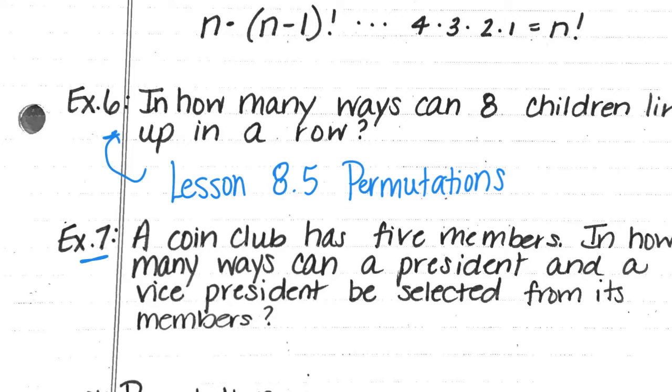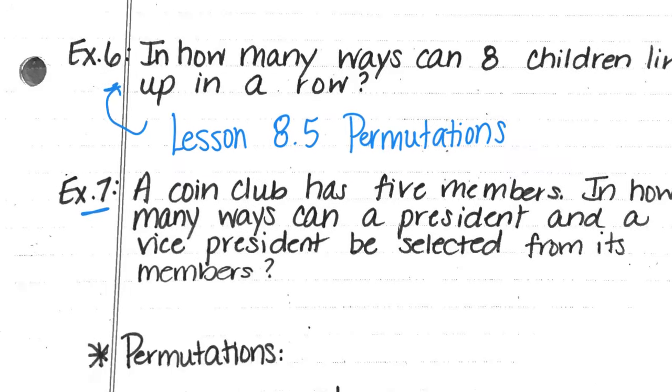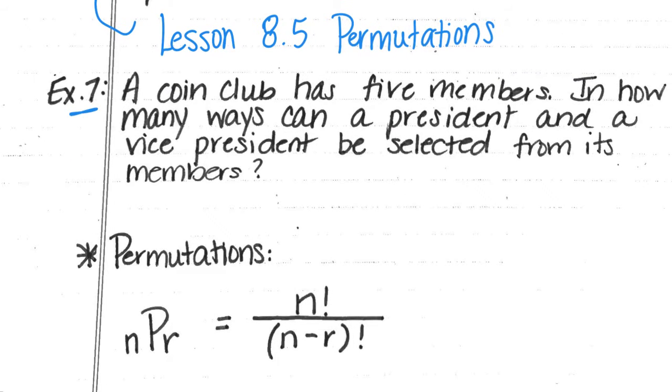It says a coin club has 5 members. In how many ways can a president and a vice president be selected from its members? So remember, permutations have this formula, nPr, and you know where to find that on your calculator. For those of you that weren't with us yesterday, on your TI-84 you're going to hit math and scroll to the right to probability, and at number 2 it says nPr.